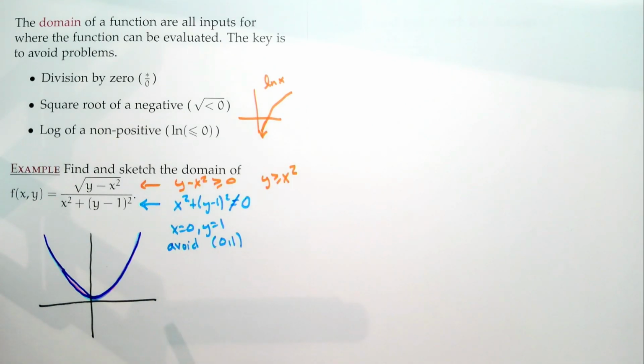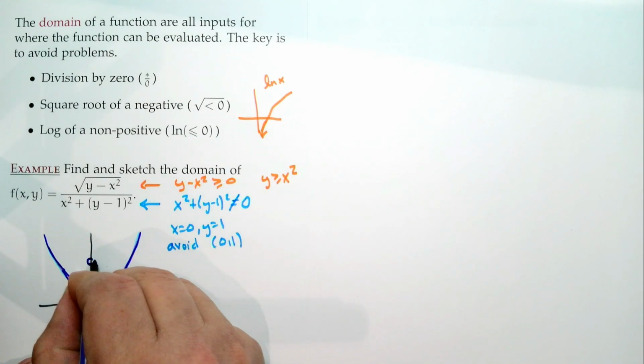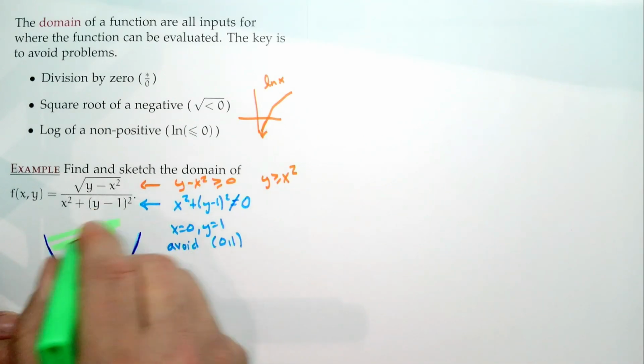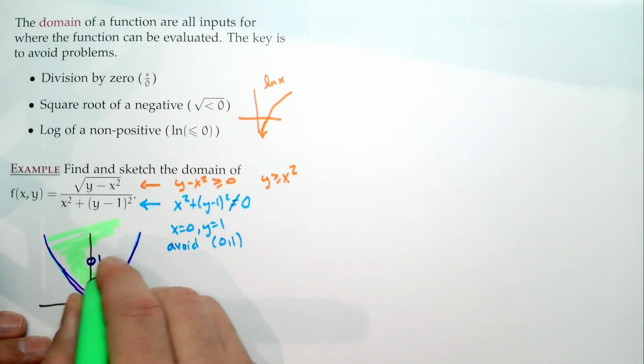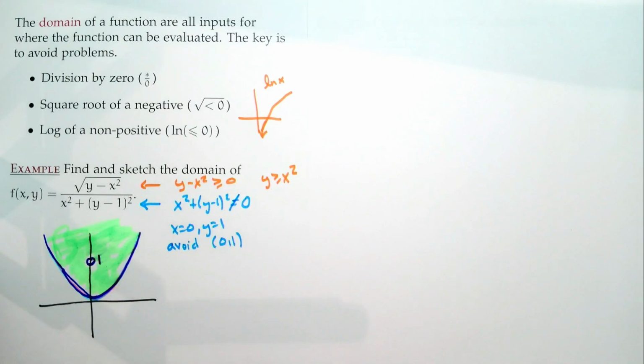Finally, I have this point 0, 1. I have to avoid it. Well, how do I do that? I put a little circle here. An open circle is an indication that I don't take that point. But otherwise, I'm grabbing everything else. So we shade it in. So there we go. There is our domain. Okay, ready for the next one?